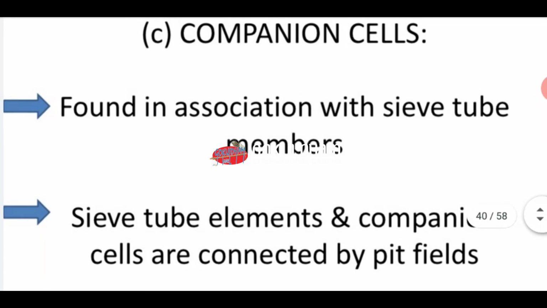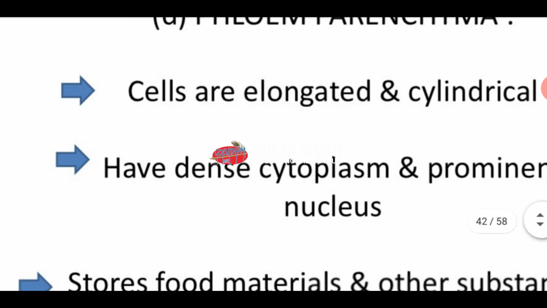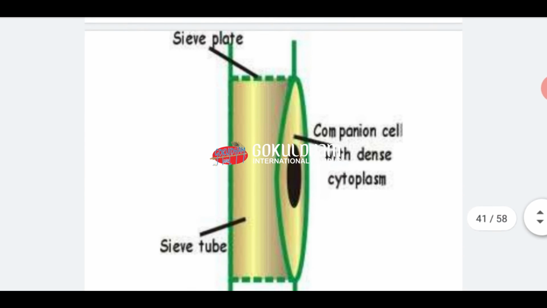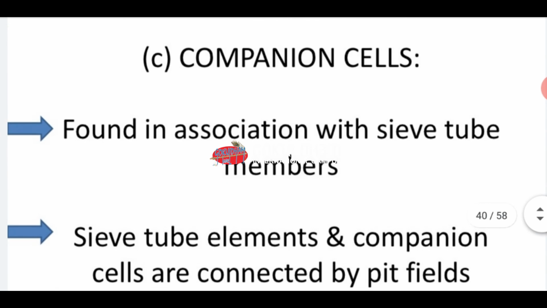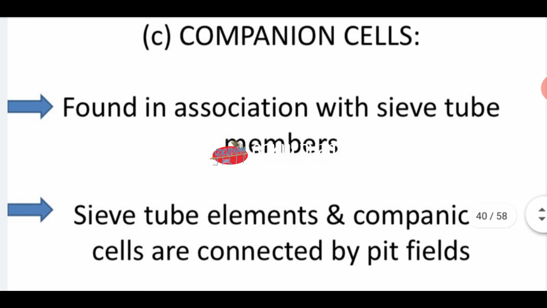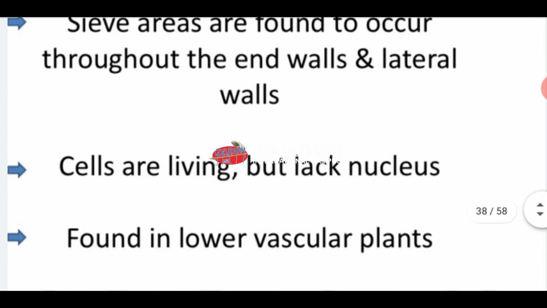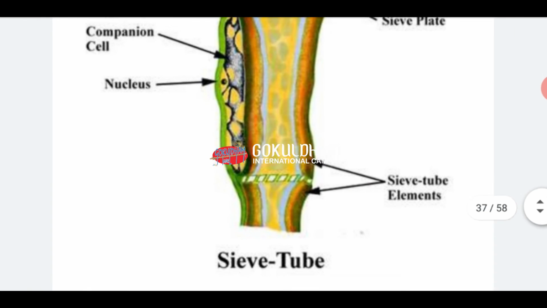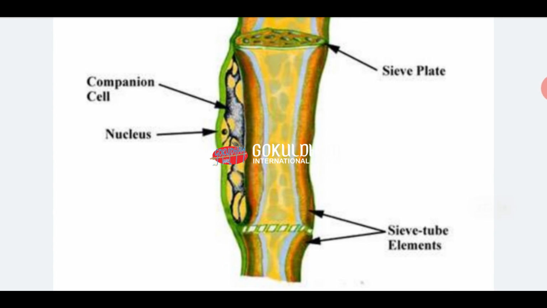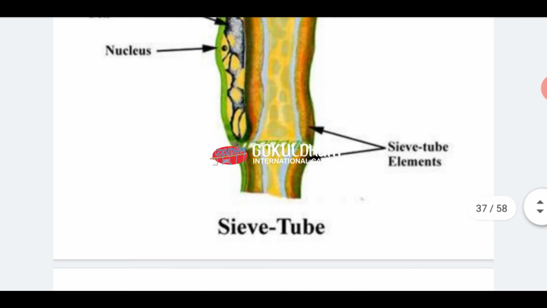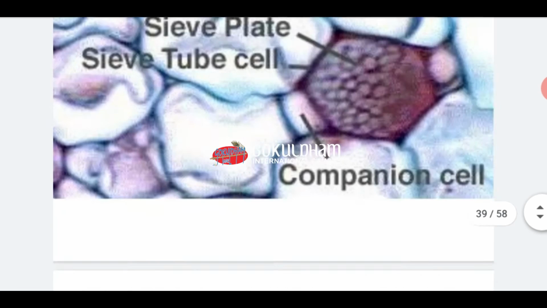Now the next cell is the companion cell. Companion cell is found in association with the sieve tube members. I have already mentioned when we studied sieve tube that at the side of sieve tubes there is a companion cell present, which has a nucleus and controls the function of these cells.